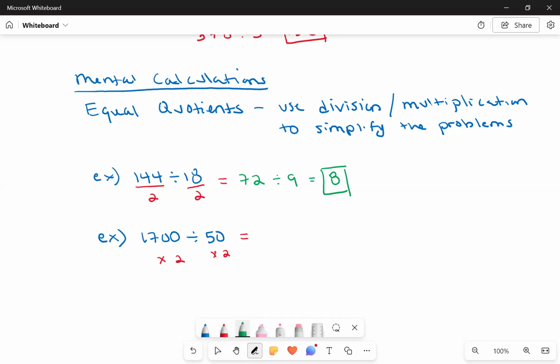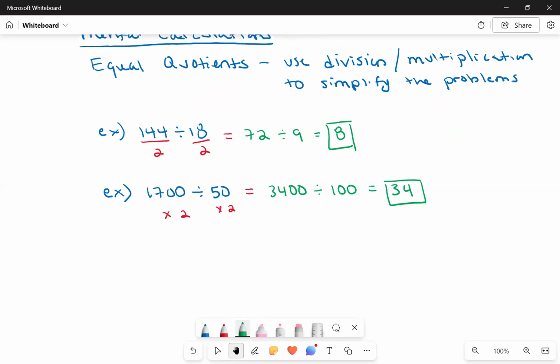Okay, so let's see. 17 times 2 is 34. 50 times 2 is 100. That's much easier. 34. There we go. So sometimes we can either multiply or divide, whichever one actually gets us to something more reasonable. And there are definitely multiple paths to do this, okay?